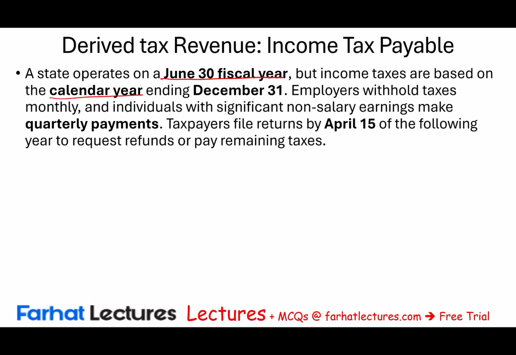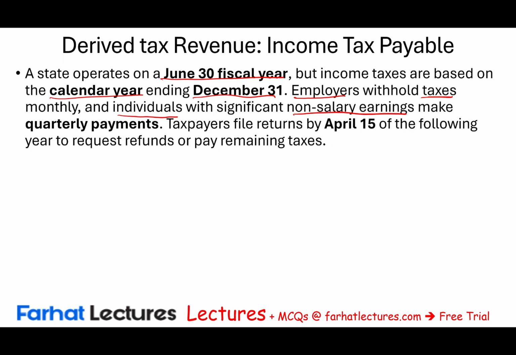That makes sense, that's how it works, ending December 31st. Employers withhold taxes monthly. An individual with significant non-salary earning makes a quarterly payment. This is basically common knowledge. So basically, if you work for a company, employers take taxes from the employee's paycheck, and if you work for yourself, an individual with significant non-salary earning will have to make a quarterly payment.